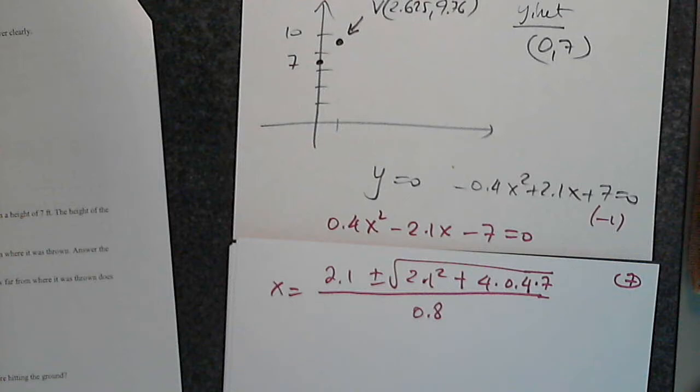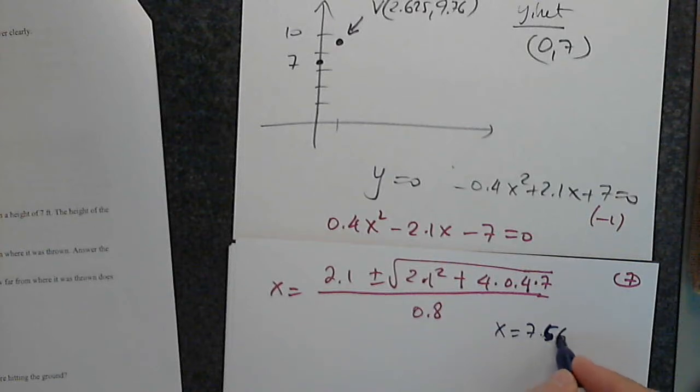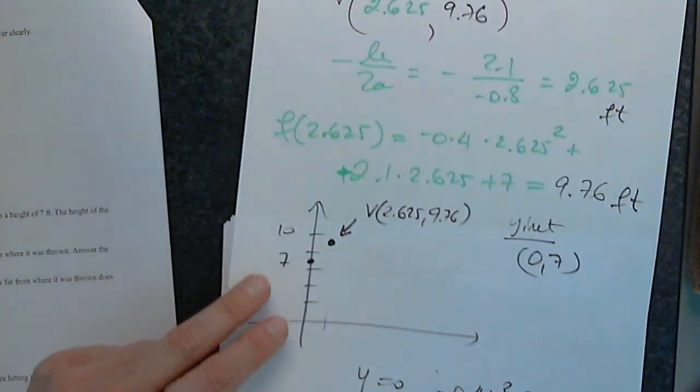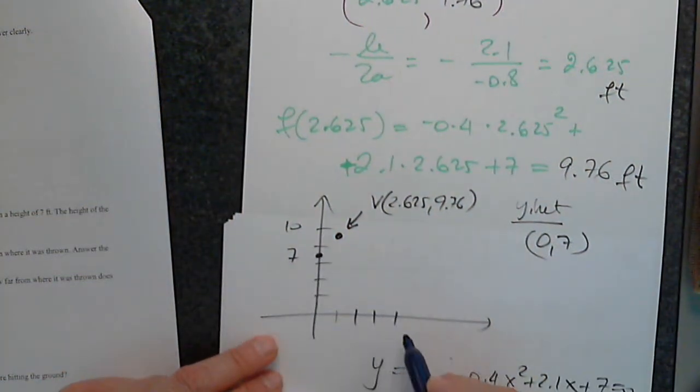So this is x equals 7.56 feet, and x equals negative 2.31 feet. So we are asked also in part C to graph this. 2, 4, 6, 8, so this is 7.56 right here.